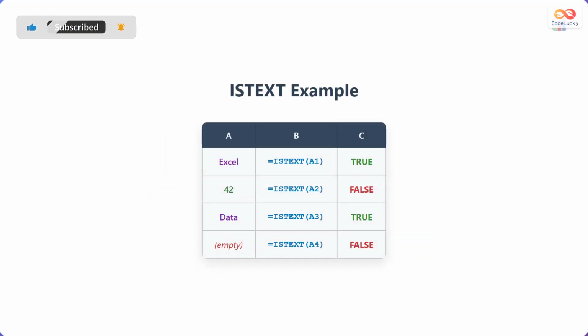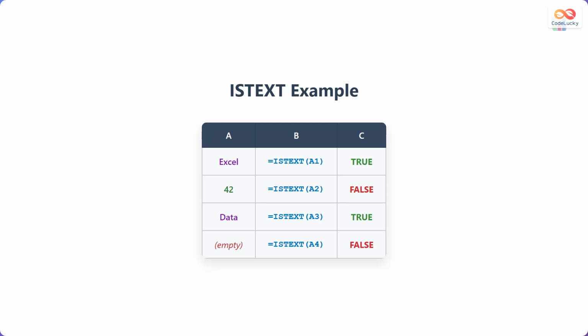Let's see some examples of the ISTEXT function. In the first row, cell A1 contains the text Excel. The formula in cell B1, =ISTEXT(A1), returns true because cell A1 contains text.